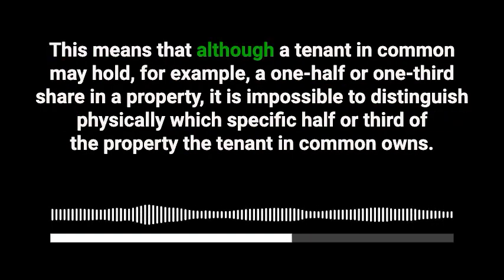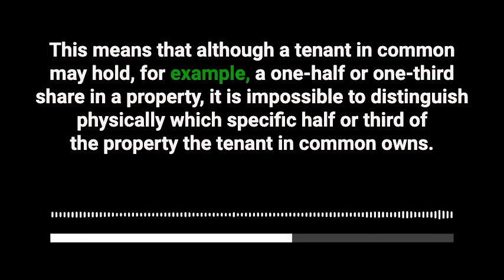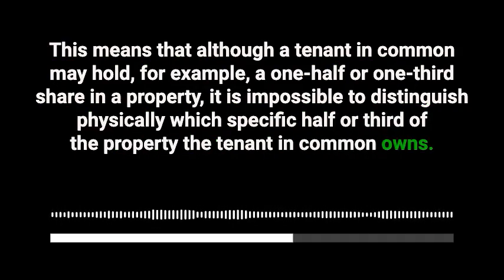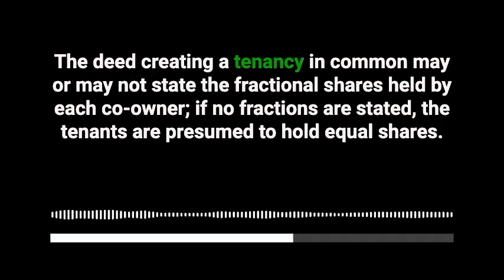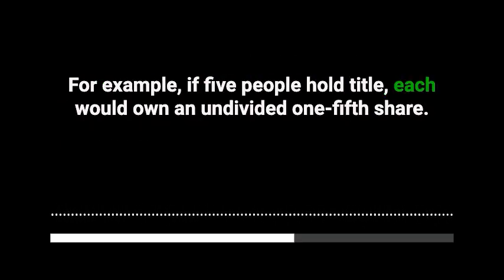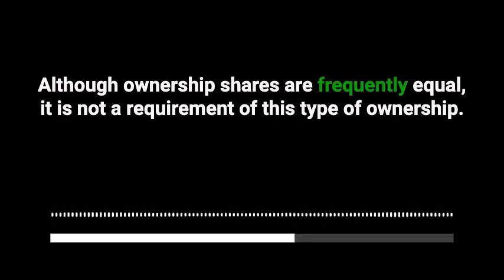This means that although a tenant in common may hold, for example, a 1/2 or 1/3 share in a property, it is impossible to distinguish physically which specific half or third of the property the tenant in common owns. The deed creating a tenancy in common may or may not state the fractional shares held by each co-owner. If no fractions are stated, the tenants are presumed to hold equal shares. For example, if 5 people hold title, each would own an undivided 1/5 share. Although ownership shares are frequently equal, it is not a requirement of this type of ownership.